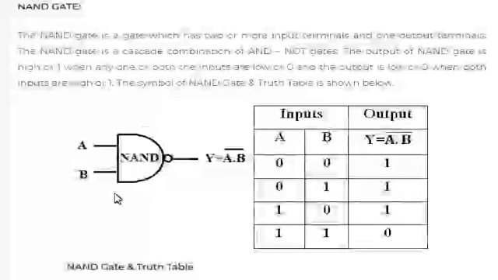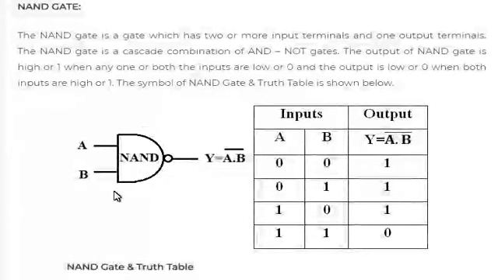This is the NAND gate. This is a combination of AND and NOT gate. See, in the symbol of the NAND gate, you can see the bubble on the AND gate. So this is a combination of AND and NOT. The NAND gate is a gate which has 2 or more input terminals and 1 output terminal.